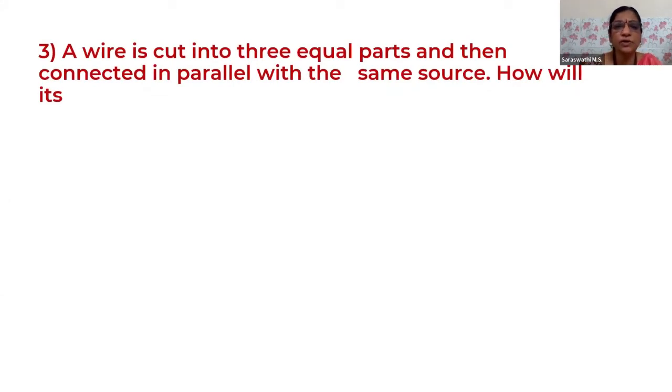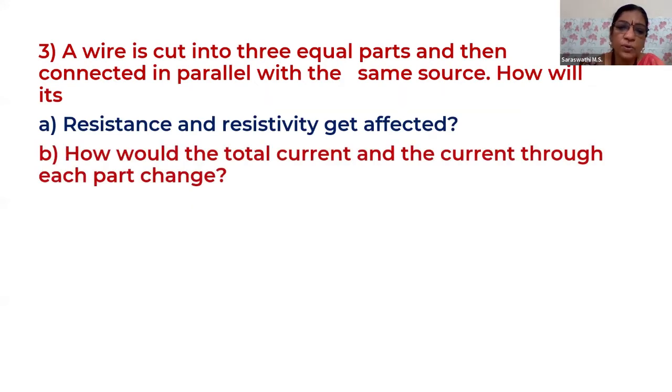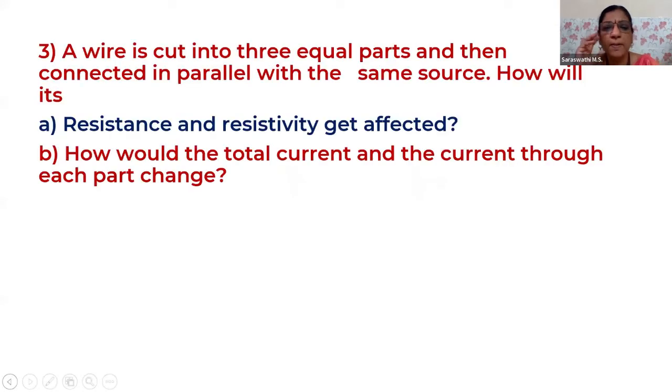Can you do this? A wire is cut into 3 equal parts and then connected in parallel with the same source. How will its resistance and resistivity get affected? How would the total current and the current through each part change? So that is the sum. Can you do that?